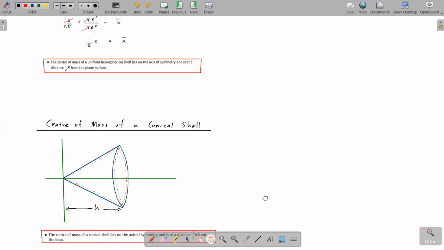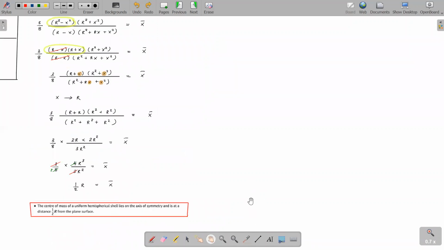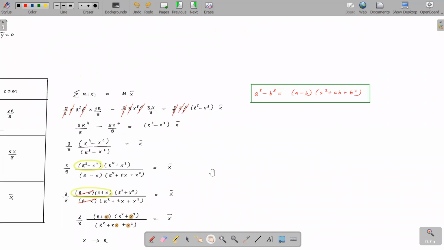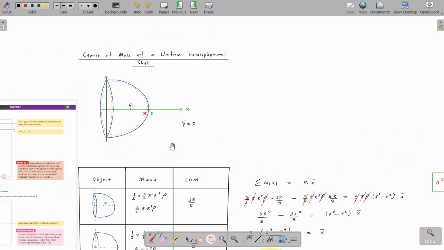All right, guys. So we're done with the proof of the hemispherical shell, right? So this is the conclusion. The center of mass of a uniform hemispherical shell lies on the axis of symmetry and is at a distance half R from the plane surface. I think that's quite clear to everyone, right? So this distance is half R. It's a distance half R from the plane face.